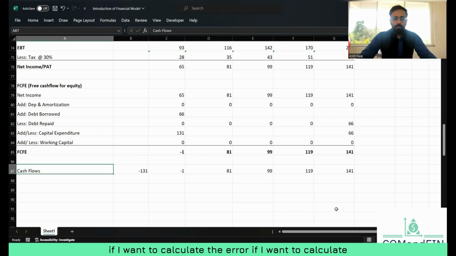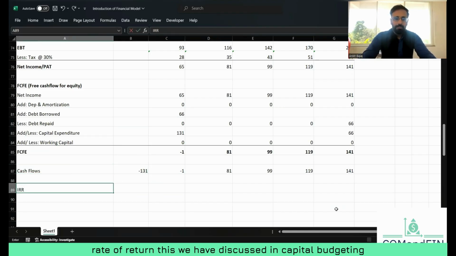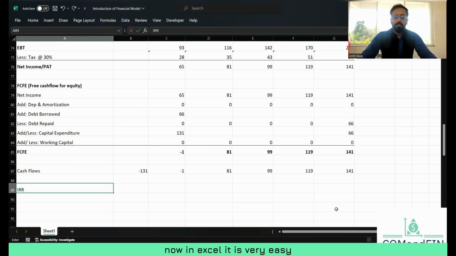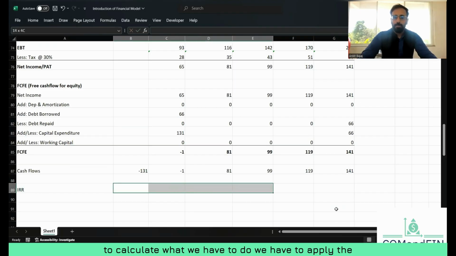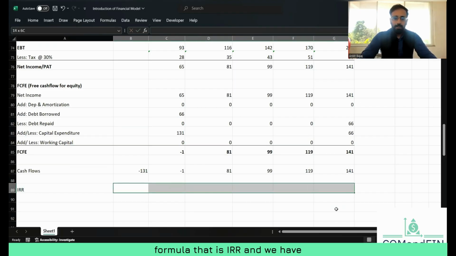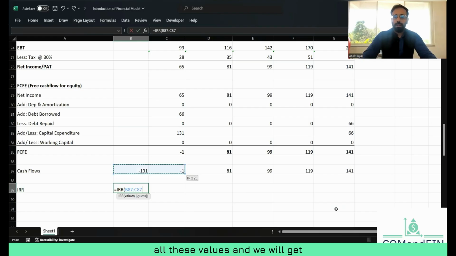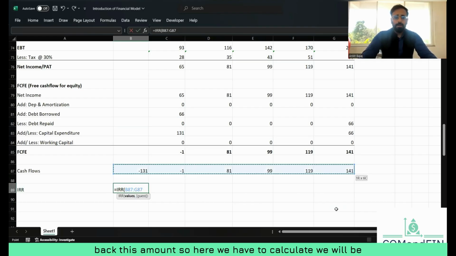Now if I want to calculate the IRR, IRR means internal rate of return. This we have discussed in the capital budgeting chapter. It will give you what overall return you will generate from the business. Now in Excel, it is very easy to calculate. We have to apply the formula IRR, select all these values, and we will be able to calculate this answer.